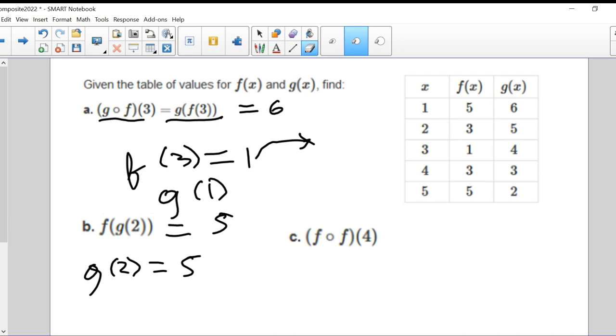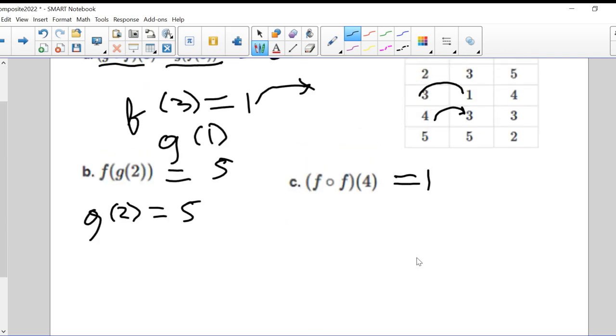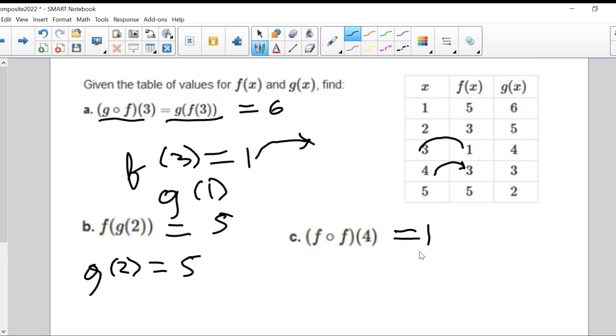f of the f of 4. So we're going to go from 4 to 3. So the f of 4 is 3. So I need to know what the f of 3 is now. So I'm going to go to 3 now and go across back to the f column again, and that is in fact equal to 1. Absolutely 100% correct. All right.